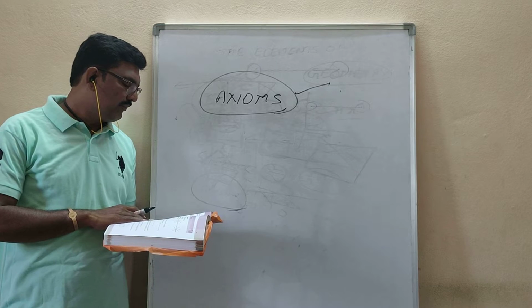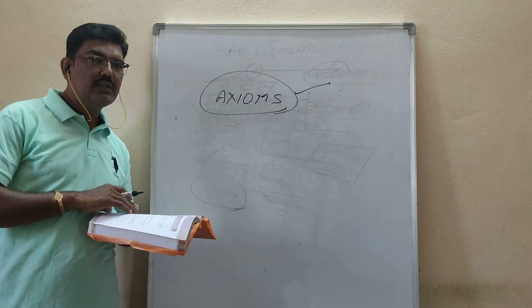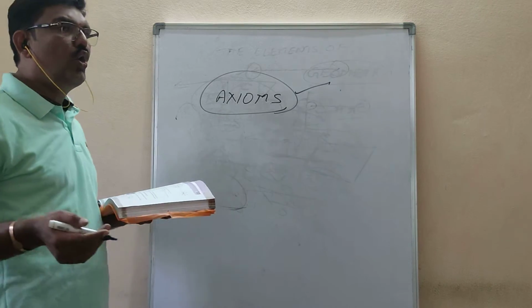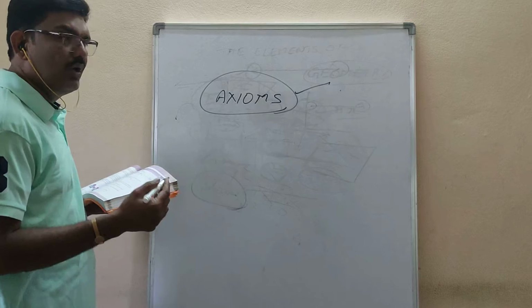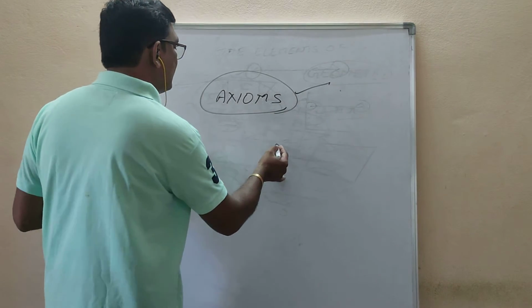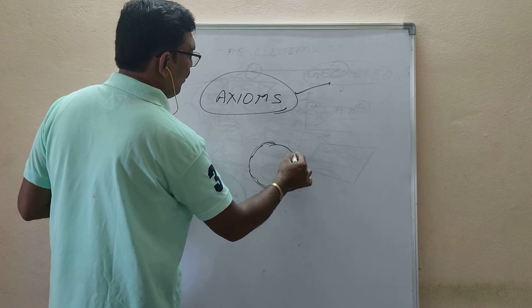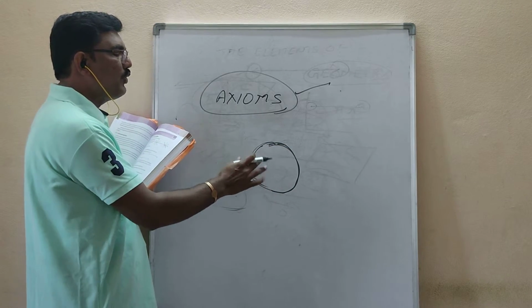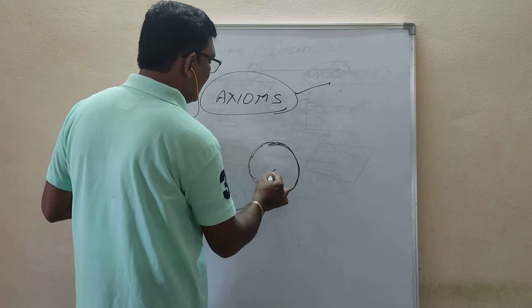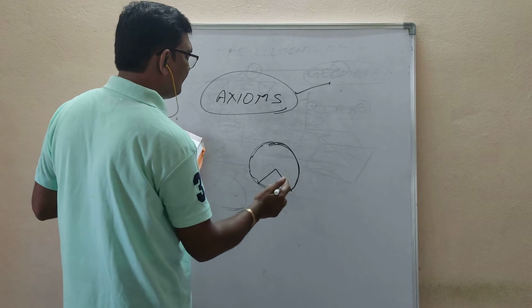For example, when we say the whole is always greater than the part. For your birthday you purchased a cake. This is a whole. And what you did is you made one piece, you cut one piece from this.